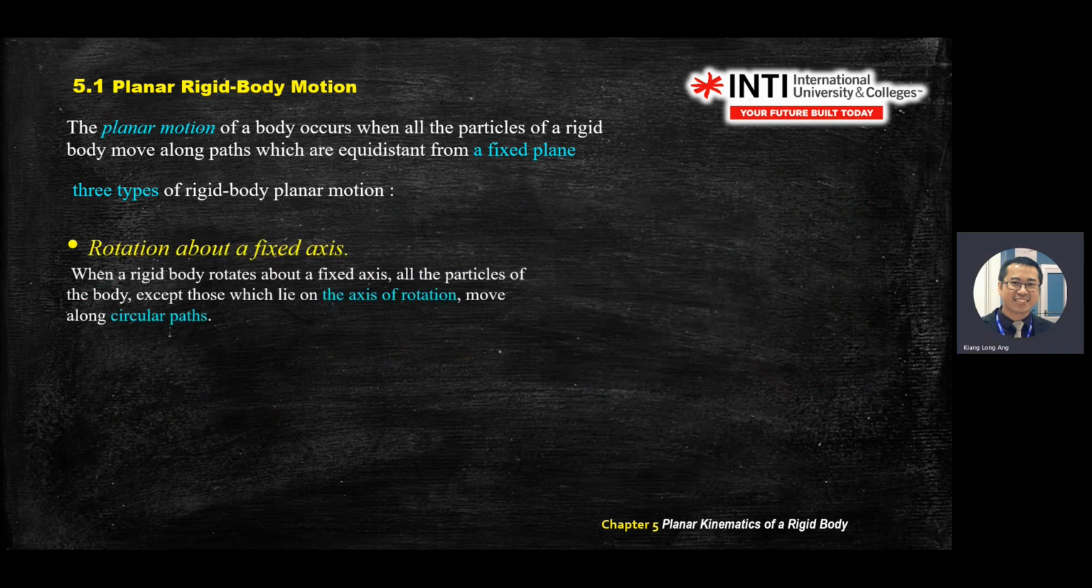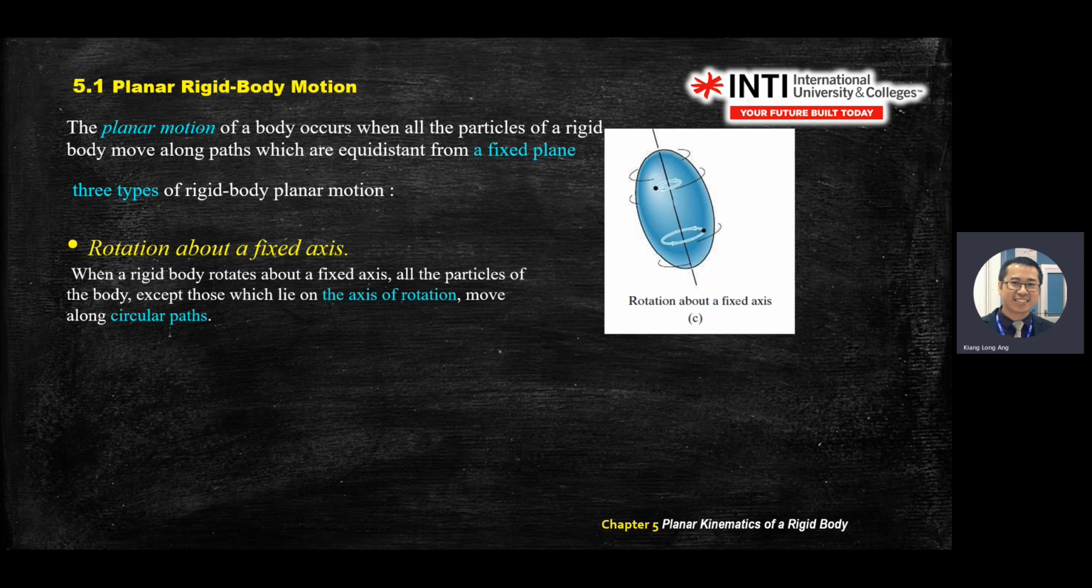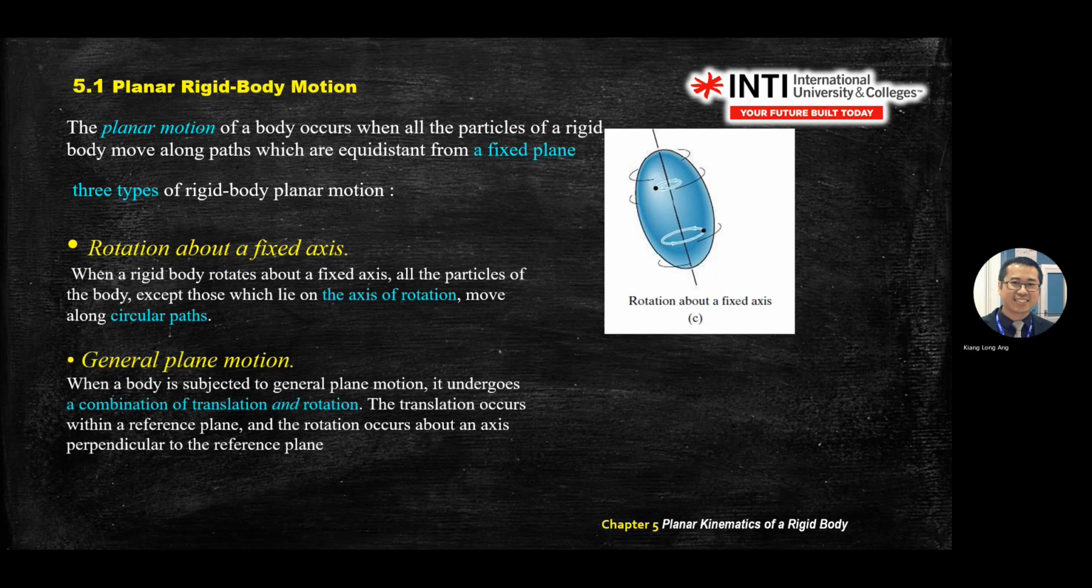Second type, rotation. Rotation is along a fixed axis. Maybe with this marker pen, you're able to see the word here. It rotates at 1 axis. This is called rotation. So first one, translation. Second one, rotation. Third one is a mix between the first and the second, translation plus rotation. We call it general plane motion.